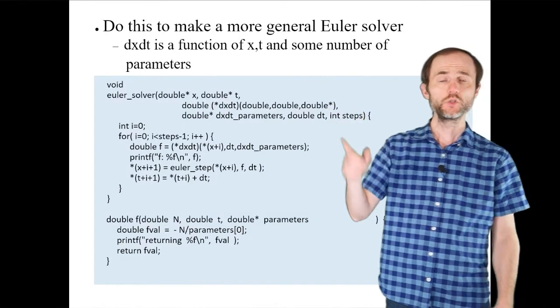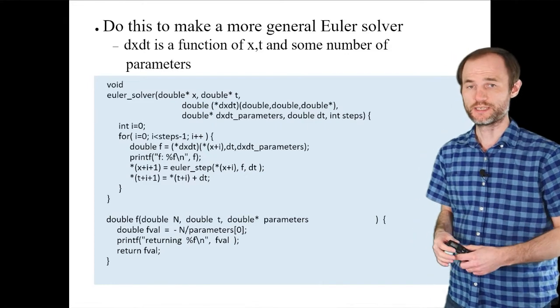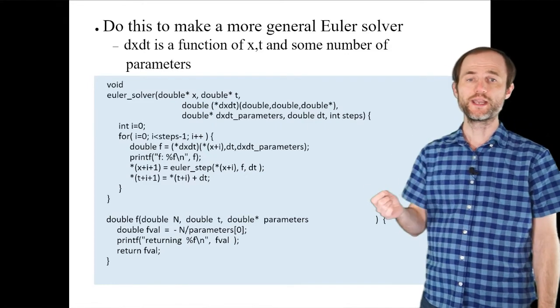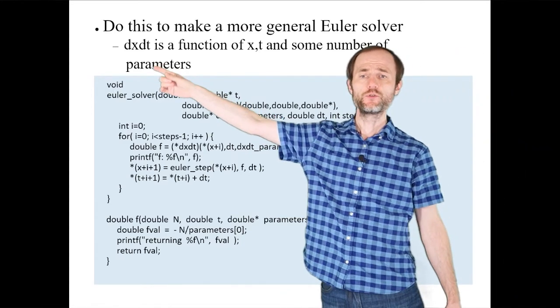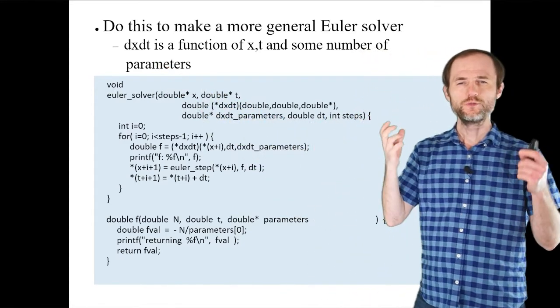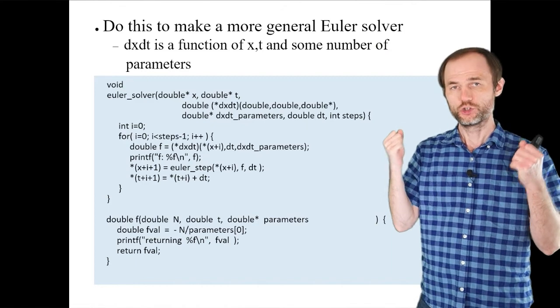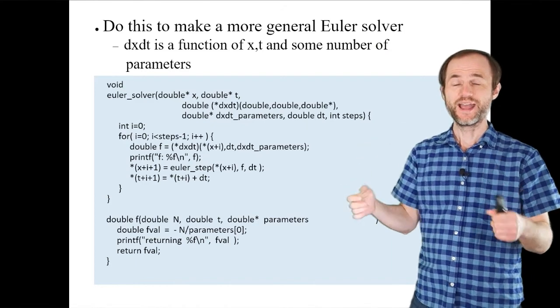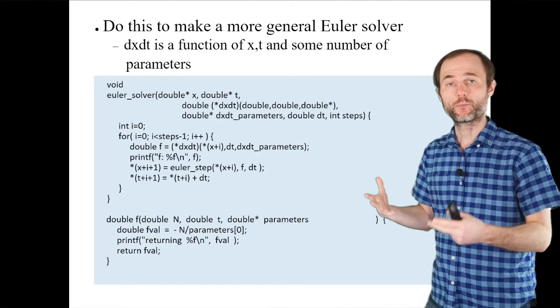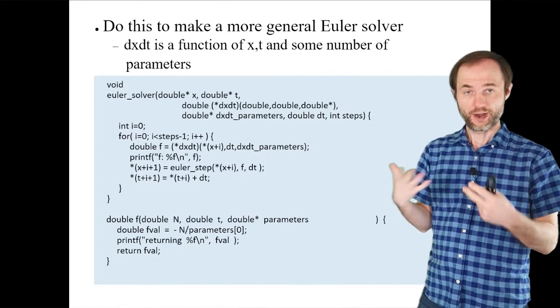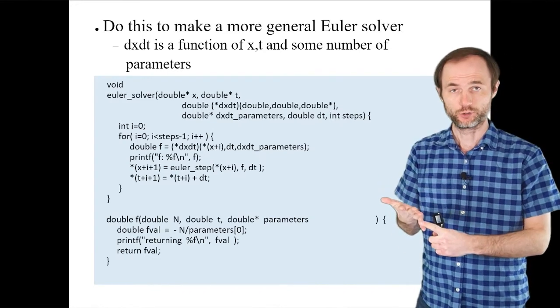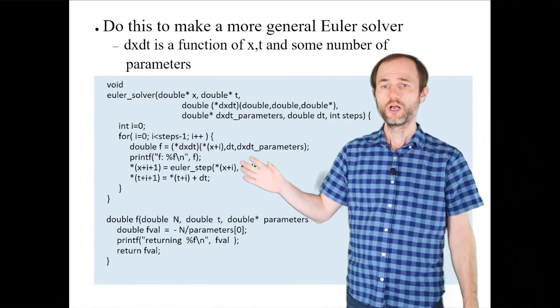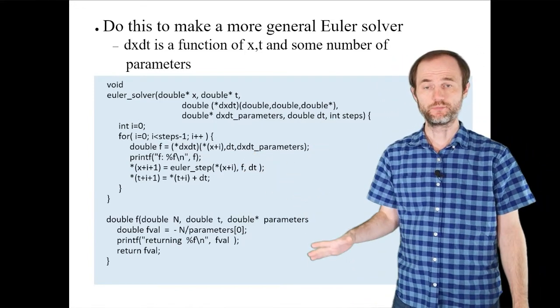So we can use this new function pointer technique in order to create a more general solver where the time derivative dx/dt would be a function of 2 variables, x and time, and perhaps some number of parameters like the half-life time of the nucleus. So let us see how we can implement that.